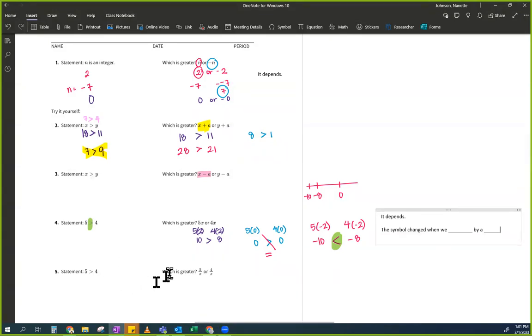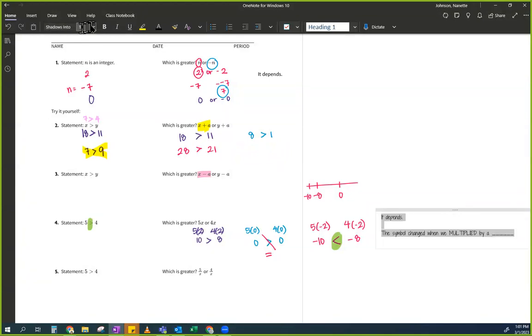Yeah, not just multiplied, because look, it didn't change over here. Don't give me just multiplied. So yes, the answer right here is going to be multiplied. I'll make this capitalized. Multiplied. When we multiplied by a what? When did it change? When we multiplied by a what? Be specific.